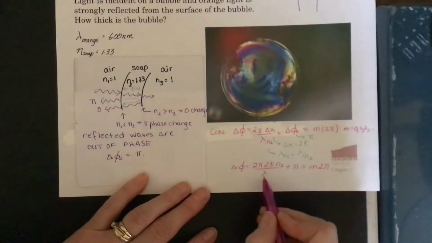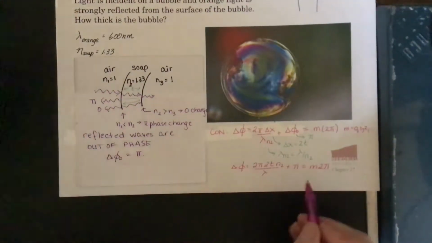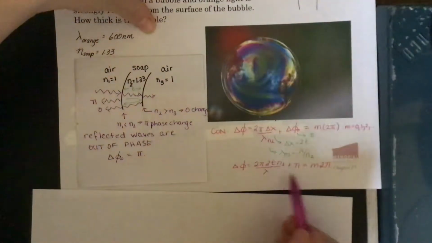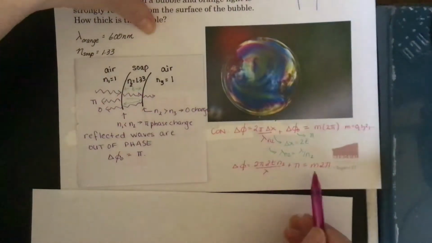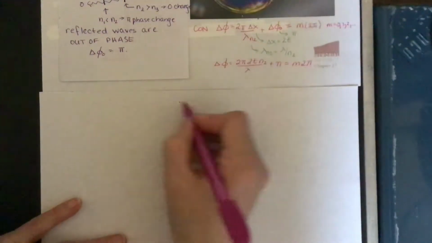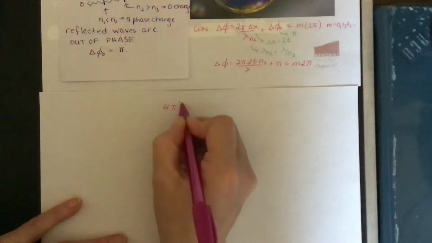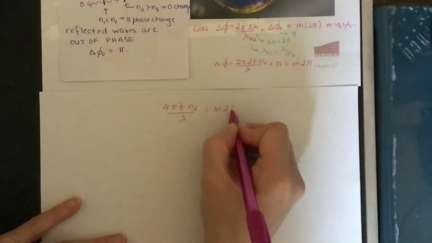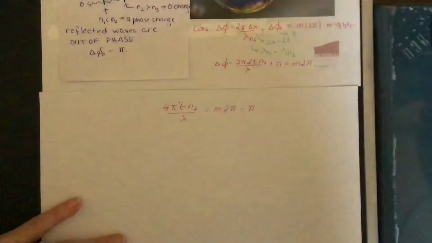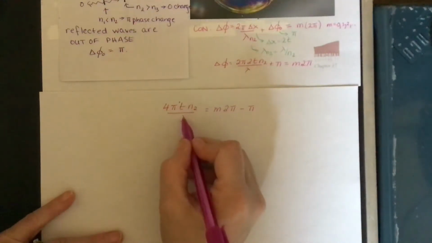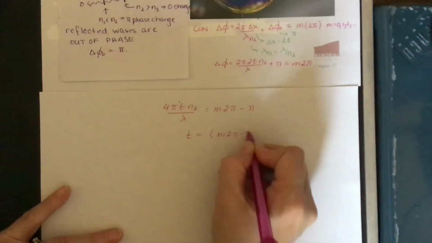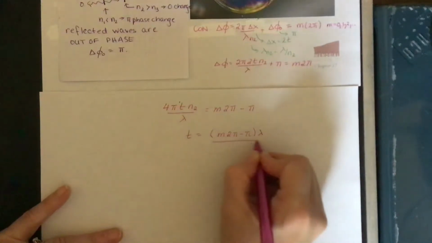What we're trying to find is the thickness, so we're doing okay. We know N2, we know lambda, we don't know m. Let's see if we can figure out m. So why don't we go ahead and solve this equation for t. After we've solved for t, let's decide what do we need to have for our m value. So 2 times 2 is 4, so 4 times pi times the thickness times N2 over lambda equals m times 2 pi minus pi. And then we want to cross multiply our lambda up here. T is equal to m times 2 pi minus pi times lambda divided by 4 pi.